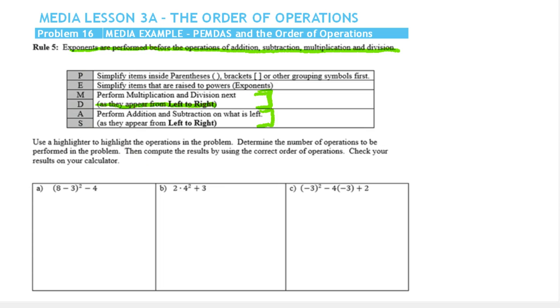So let's highlight the operations here. So here I see subtraction. There's parentheses, but remember, parentheses is not an operation. It's a way of telling us what operation to do first. Exponents are an operation, so I'm going to highlight the exponent, and this is how we're going to indicate it. And then we have subtraction. So here, the number of operations is 3.